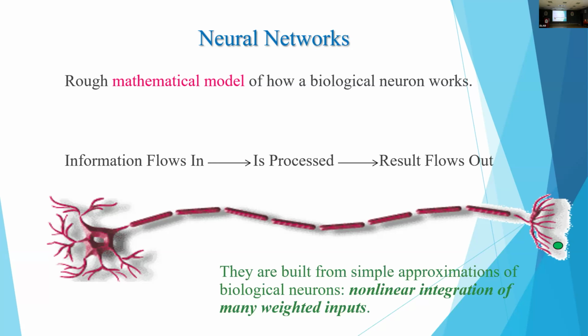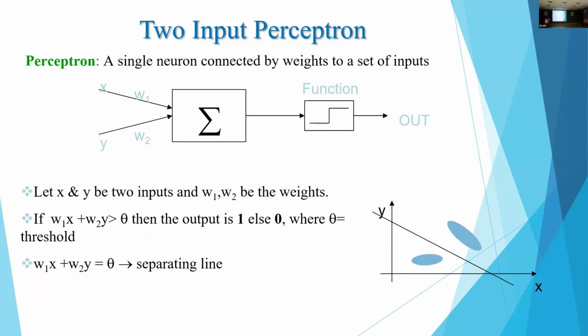And they are built from a simple approximation of the biological neuron, which is nothing but a nonlinear integration of many weighted inputs. These inputs are weighted ones. A perceptron is nothing but a very simple neuron. This neuron is a single neuron connected by weights to a set of inputs. Suppose here there are two inputs, x value and y value. X is passed via the W1 weight and Y is passed through the W2 weight. So these two signals will be accumulated over here and summed up, so we get W1X plus W2Y.